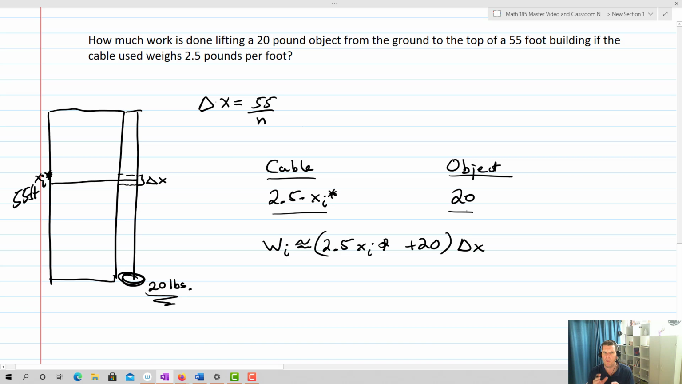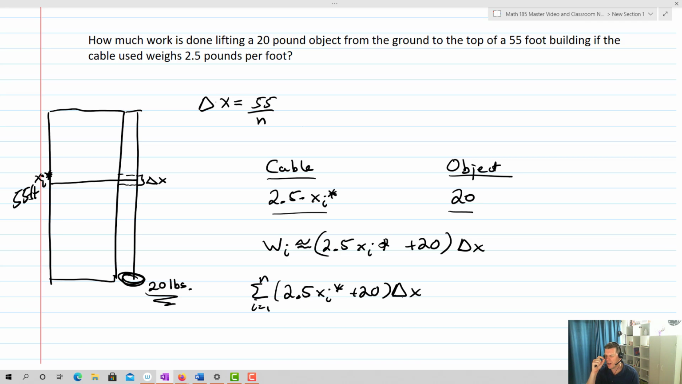So what you can see here is we've basically just broken up our forces. We've thought about, okay, well, what's the force, and how do I break up the forces in order to give me a sense of the total work done by somebody who's standing at the top of the building. So now I'm going to add up all of those. So I'm going to get the sum from i equals 1 up to n of those wi's, 2.5 xi star plus 20 times my delta x.